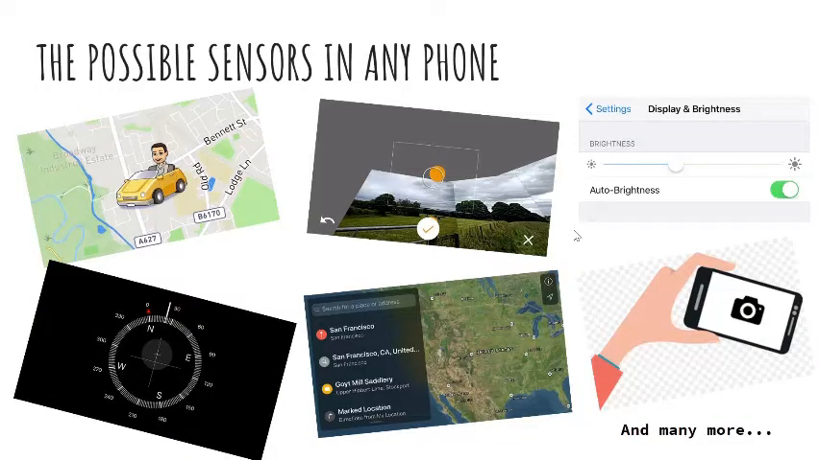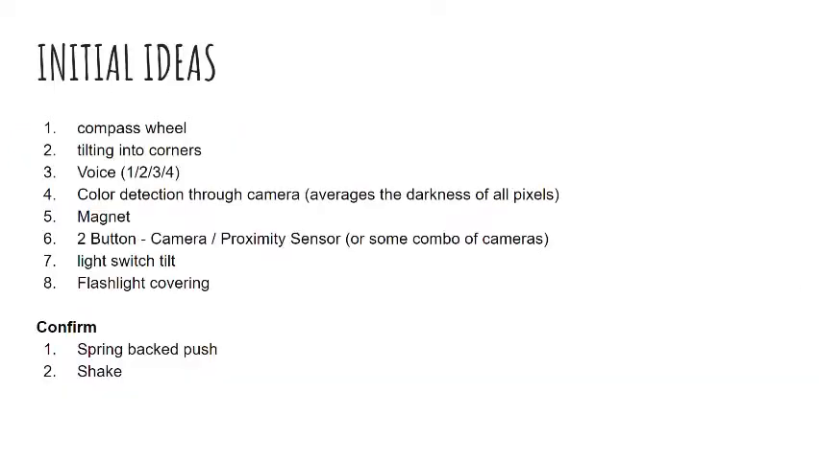Today we have so many possible sensors in any phone, and thus we tried testing at least half of them in our initial ideation phase, where we came up with the following ideas. One, using a compass wheel to move in either of the four directions. Second, tilting the phone into four corners using the gyroscope sensor. Third, using the speech recognition library by Java Processing for voice detection. Fourth, trying to identify four different colors through a camera.